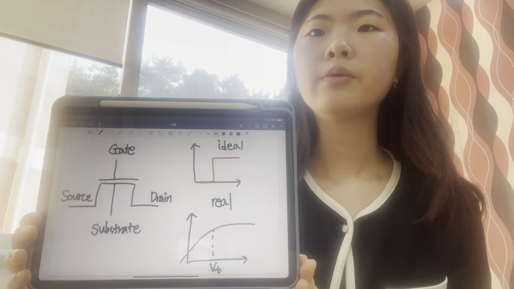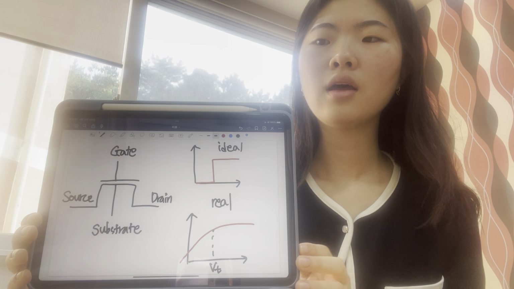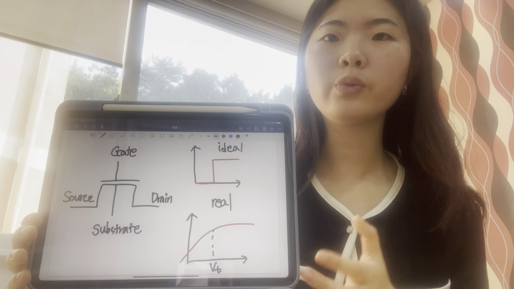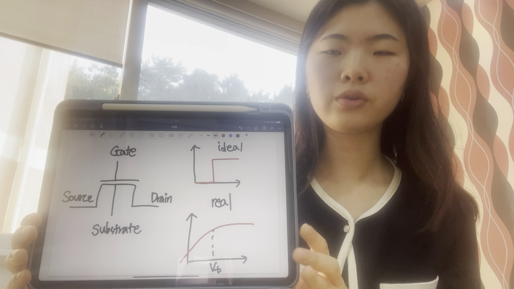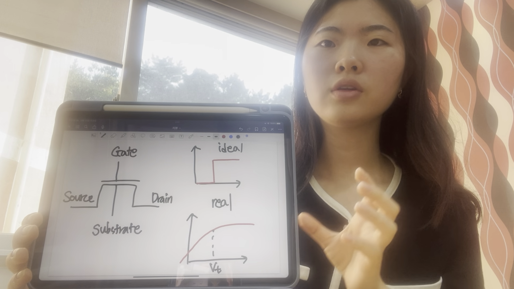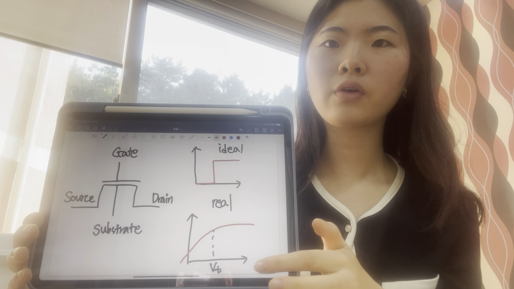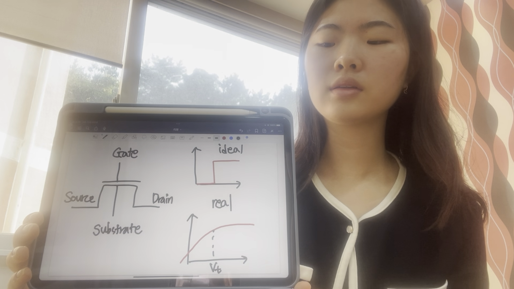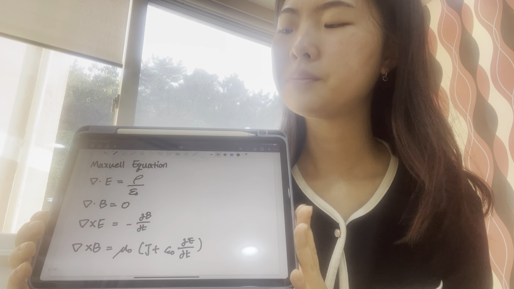So we should know about the characteristics of MOSFET, and also we should know about the characteristics of current flow. So we should remove the off current a lot. So yes, let's talk about it later.